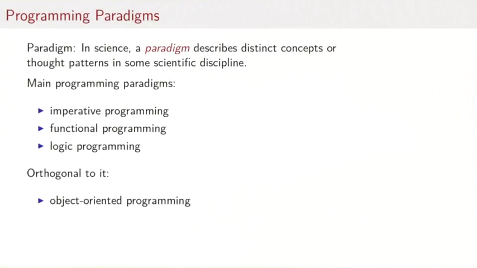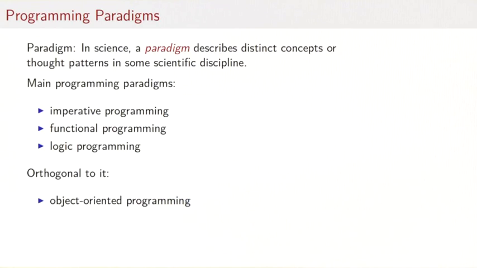So let's get started. I've talked about functional programming as a different paradigm. If you go back to the meaning of the word, in science a paradigm describes distinct concepts or thought patterns in some scientific discipline. In programming, we can distinguish three main paradigms. There's imperative programming, that's what you probably know from languages such as Java or C. There's functional programming, and there's a lesser known one called logic programming.